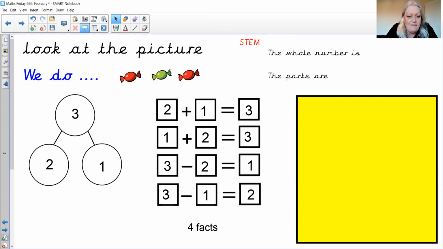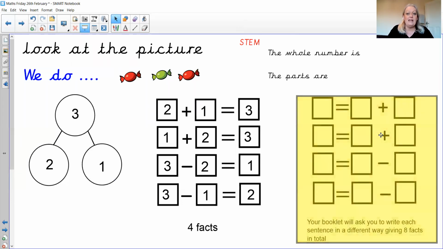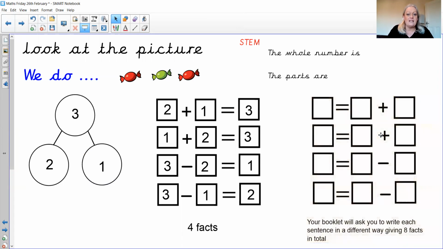What's under the yellow box, I hear you ask? Can you remember how many facts I was trying to get you to find last time? I was trying to get you to find 8 facts. So over here are the facts that aren't so easy for you to find, but your booklet will ask you to do this, which is why we're doing it now.